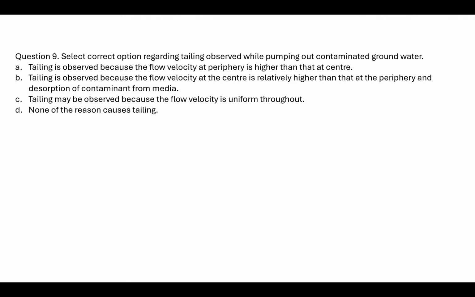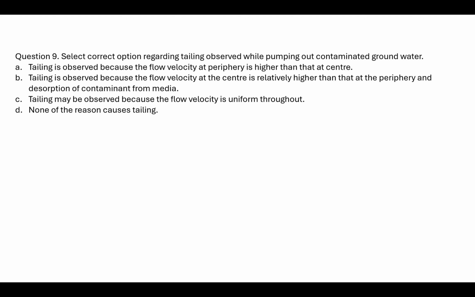So let's see which of the following options is correct. The first option is tailing is observed because the flow velocity at periphery is higher than at the center. So no, the velocity is higher at the center than the periphery. So tailing is not because of the flow velocity. Next option is tailing is observed because the flow velocity at center is relatively higher than that at the periphery and desorption of contaminants from media.